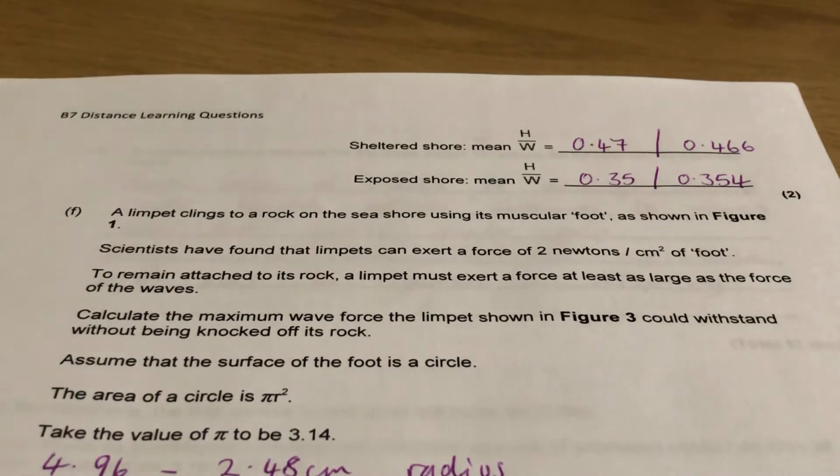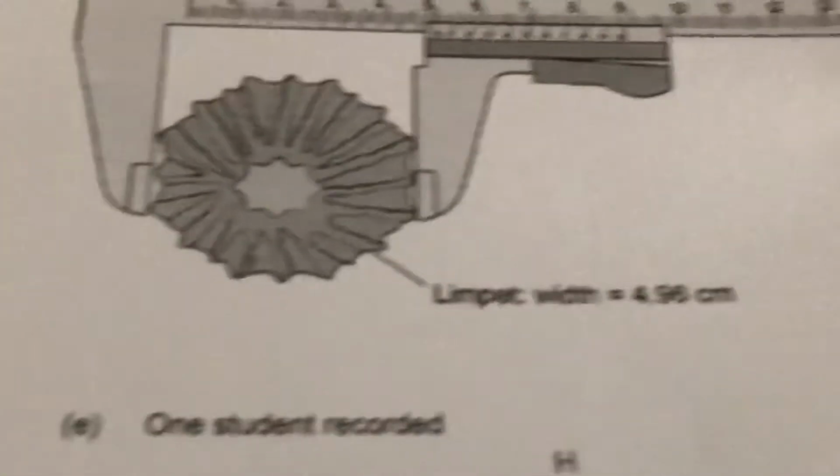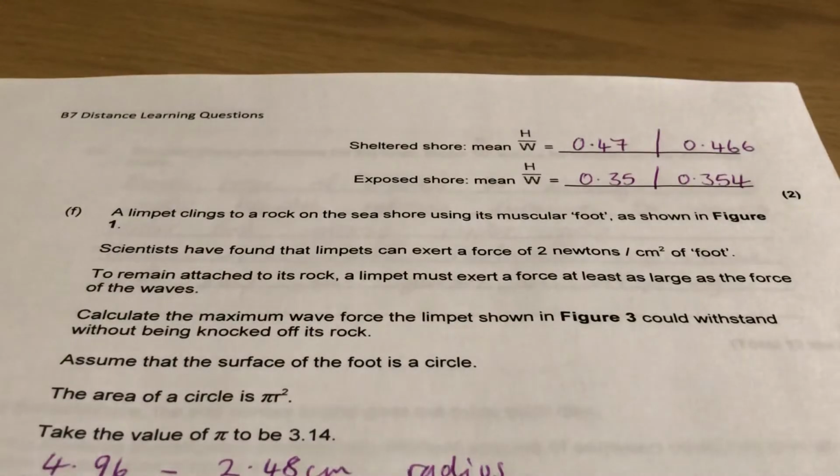The limpet shown in figure 3, so that was the one where we had the width of 4.96 centimetres. I've taken that from this picture here. Okay, so I have to always go back and look at my other pages. Could withstand without being knocked off its rock. Assume the surface of the foot is a circle.